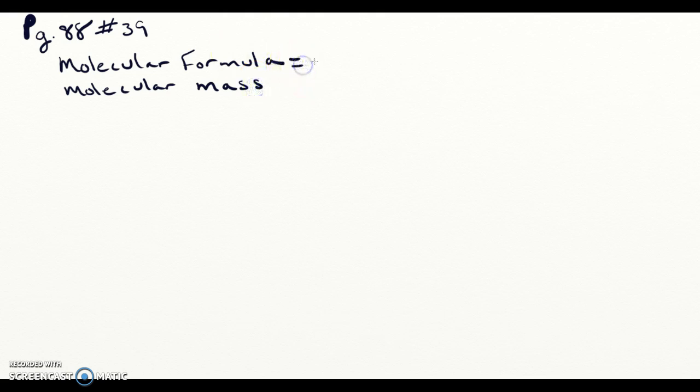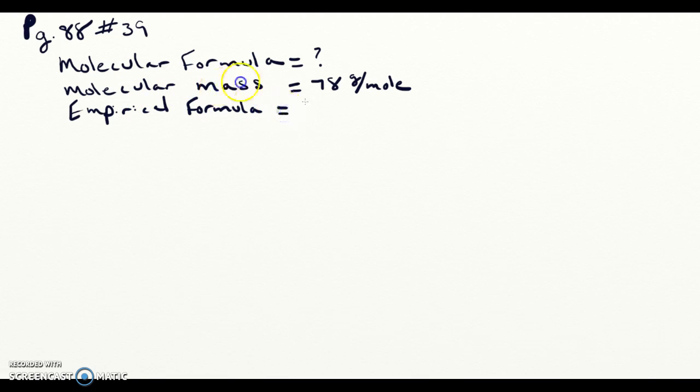And this one right here, the molecular formula, we don't know what it is. But the mass, it gives us as 78 grams per mole. All right. The next thing we're going to need is the empirical formula. And it gave us that. It should be CH. 1 C, 1 H.